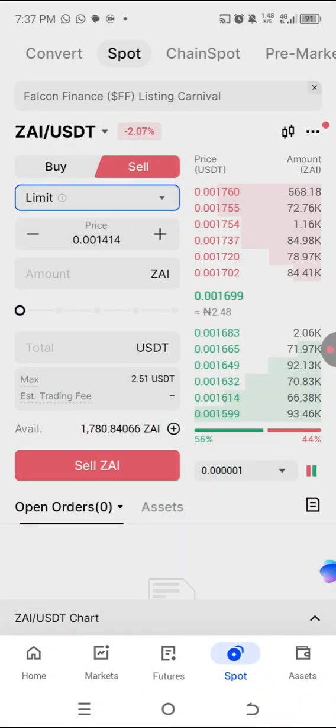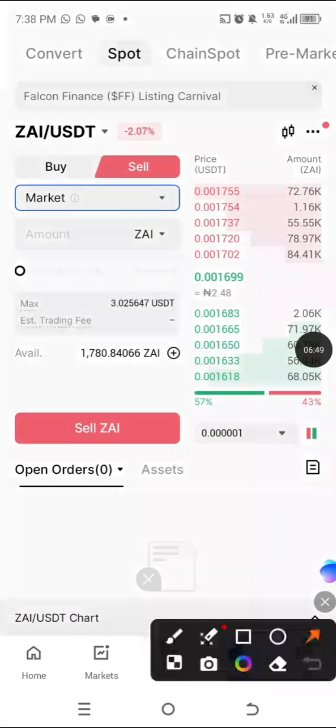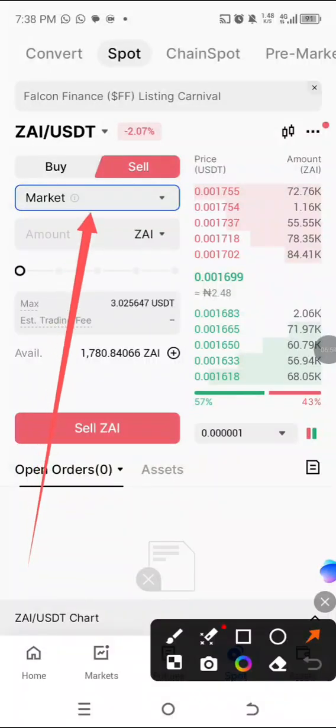Meanwhile, I usually use contrary sell order, which is market order. The market order simply means that you will sell it at the current price, that is market order. So if you want to do that, you will change from limit order to market order here. It was at limit order before.